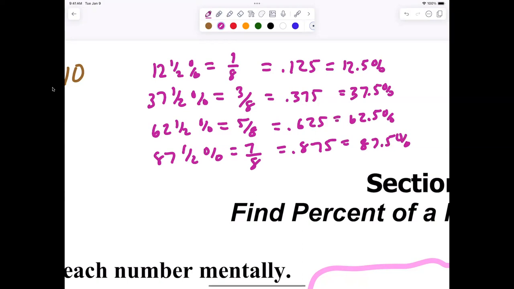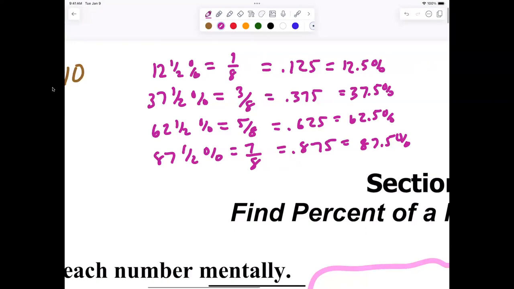Now that's advanced. I'm not denying that. That's a little bit harder, requires a little bit more thought and recognition. All right. So those are what those fractions are equivalent to. I would like you to know that. I understand if you're having trouble with it. I'll be explaining it and re-explaining it and doing it over and over. But how do you know 62 and 1/2 is 5/8? Because I did 5 divided by 8 and I got 0.625.